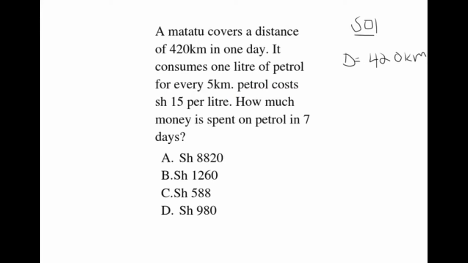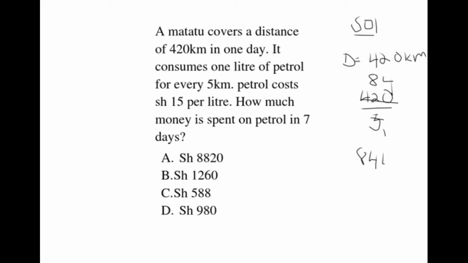Therefore, here, take 420 divided by 5 to get to know the number of liters of petrol which the matatu used. 420 divided by 5, you get 84 liters. Therefore, the matatu used 84 liters. Then, the question still tells us that petrol costs 15 shillings per liter. Then you are asked how much money is spent on petrol in 7 days.